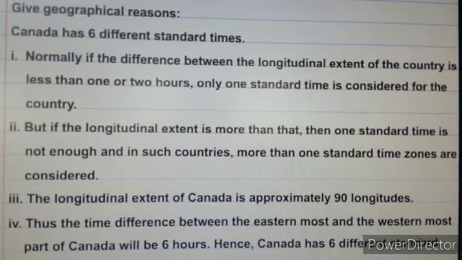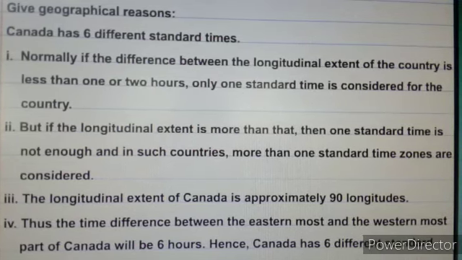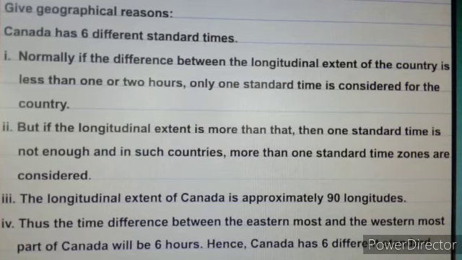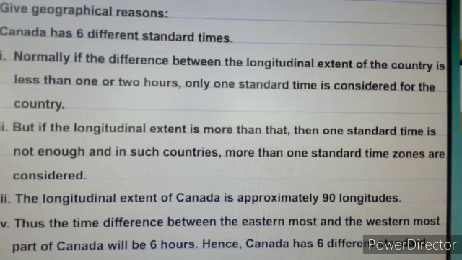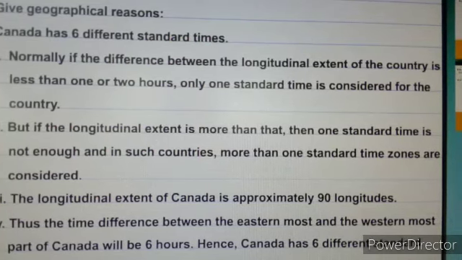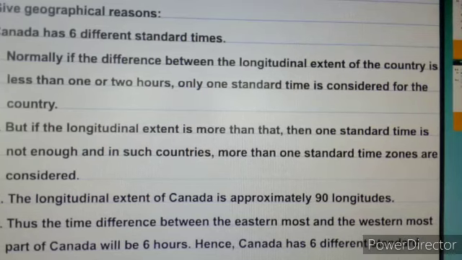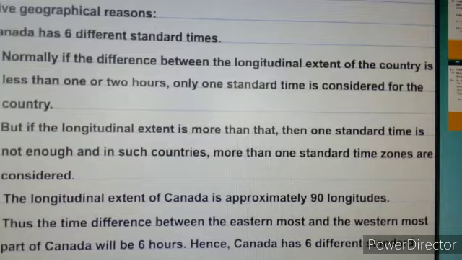Third point, the longitudinal extent of Canada is approximately 90 longitudes. Fourth point, thus the time difference between the easternmost and the westernmost part of Canada will be 6 hours. Hence, Canada has 6 different standard times.